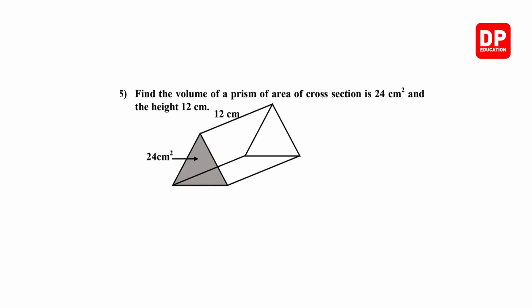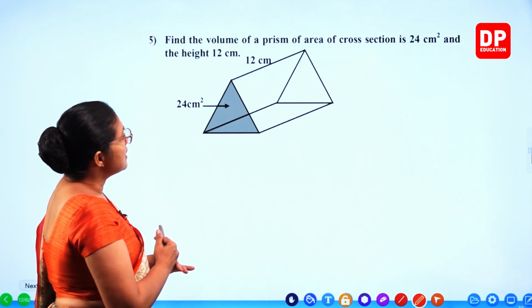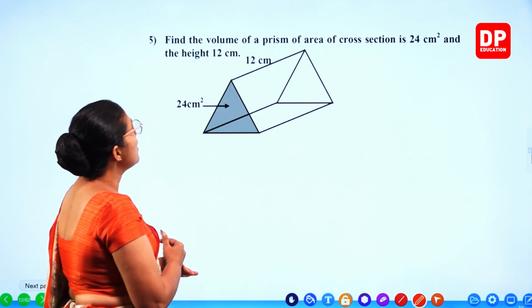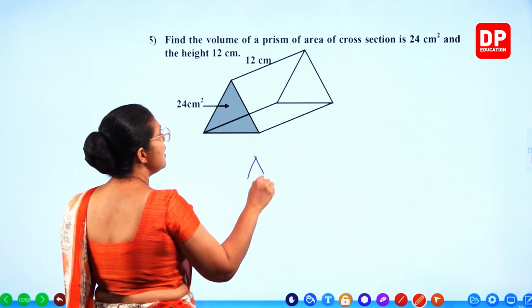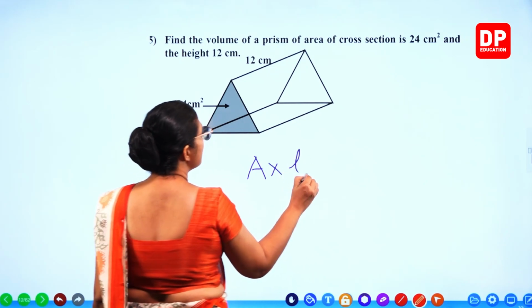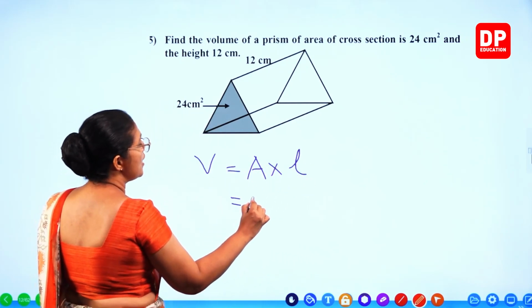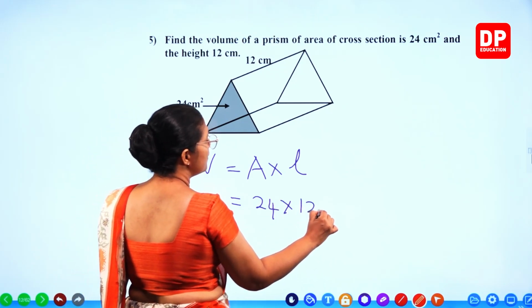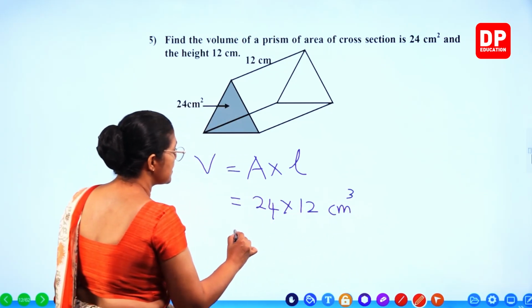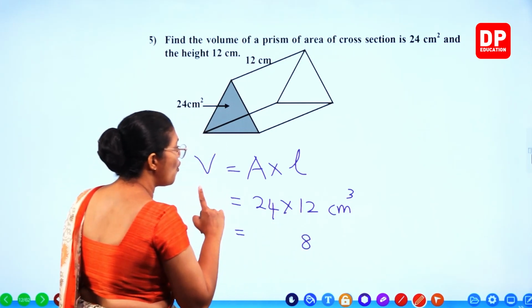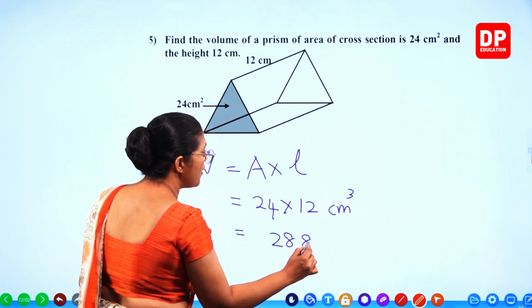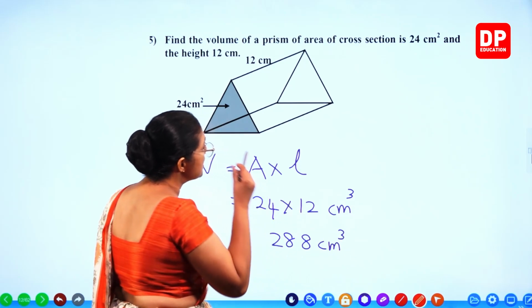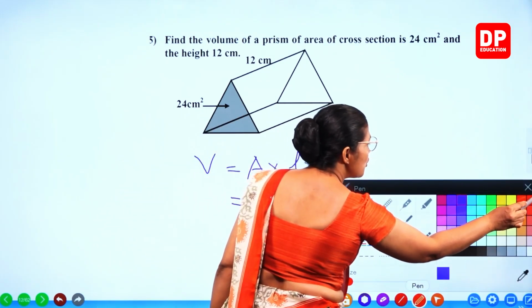Question number 5. Find the volume of a prism whose area of cross section is 24 square centimeters and the height is 12 centimeters. So what is the volume of a prism? Area of the cross section multiplied by the height or length is the volume of the prism. So 24 multiplied by 12. This is in cubic centimeters. So 12 times 4, 48, 4 remaining. 12 times 2, 24 plus 4, 28. So 288 cubic centimeters. So you get 2 marks for that.